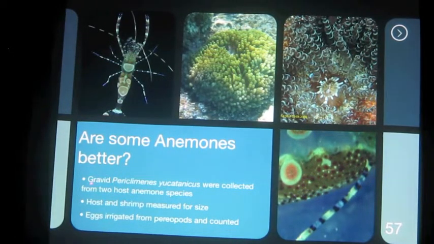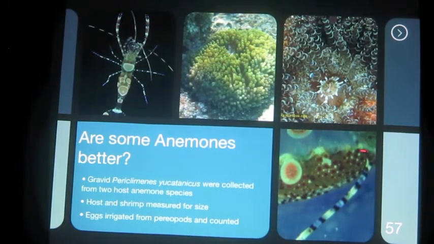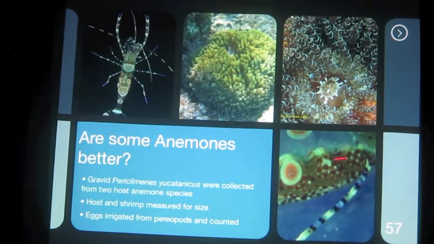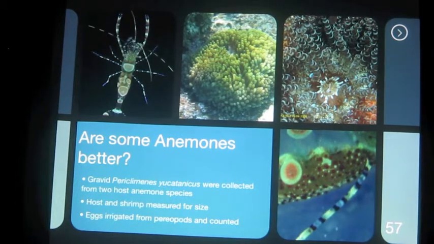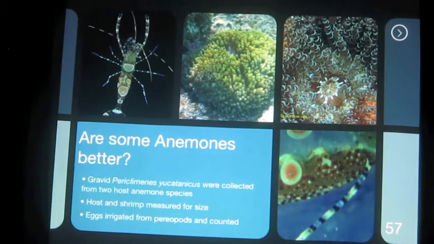And so I went out and I would get gravid Periclemenes. That means that they're holding eggs on their swimming legs. So these female shrimp, I'd go out, I'd get them from their anemones, I would measure both the anemone and the shrimp, and then I would irrigate the eggs from the shrimp. So you can imagine trying to keep this very delicate shrimp perfectly happy as you're flushing the eggs with a syringe from her swimming legs. It was a little tricky, but we got all the eggs, and we got some interesting data.